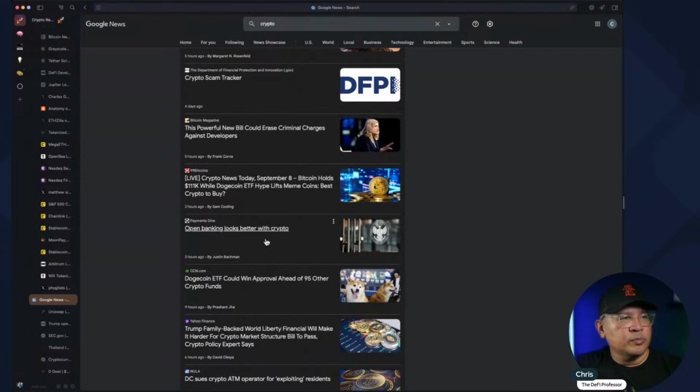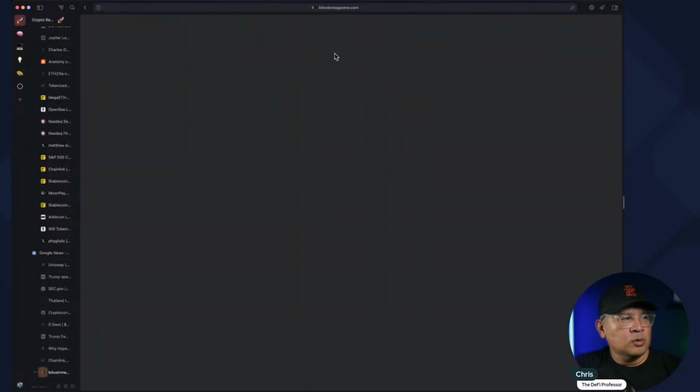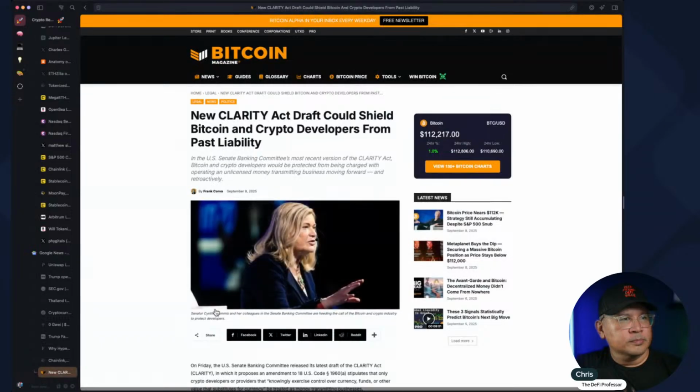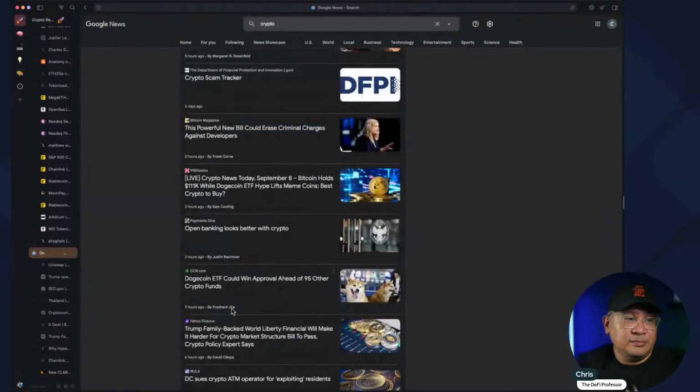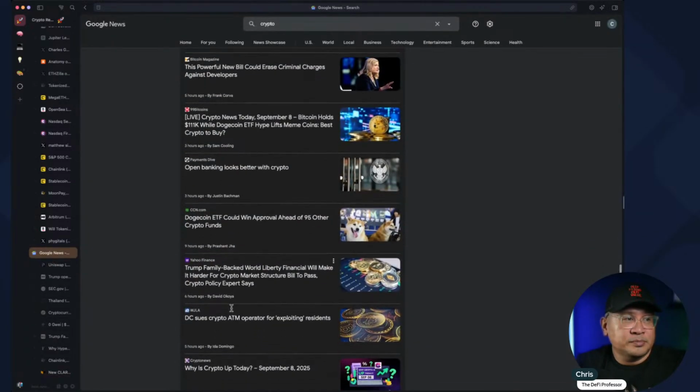This powerful new bill could erase criminal charges against developers. What do you mean? Bitcoin and crypto developers will be protected from being charged with operating an unlicensed money transmitting business moving forward and retroactively. That's big news, guys. It's big news.